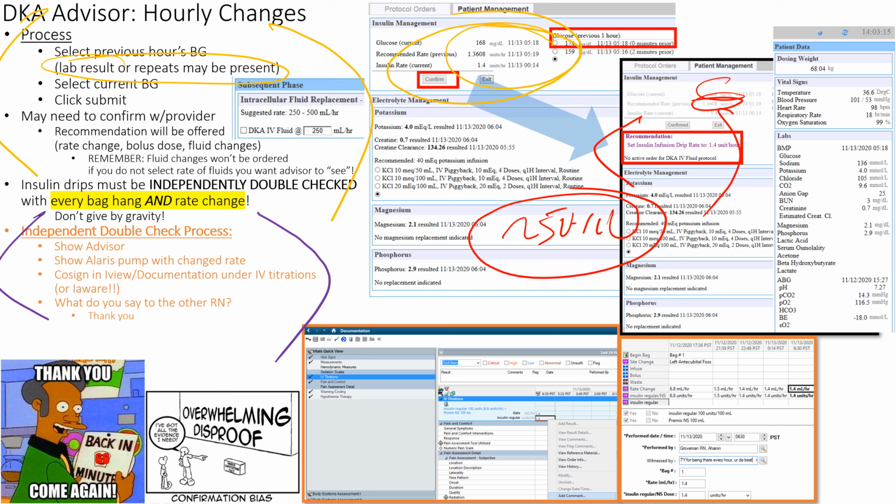And how do you do this? All you do is you just show them. You say, thank you, this is what I've got going on. Here's my advisor. They look at it and they independently double check it. You don't tell them, hey, my advisor says go to 1.4 units an hour and I got 1.4. See right here, see right here. That is called confirmation bias, right? So you have to make sure they are doing it independently and they then co-sign it in the computer.